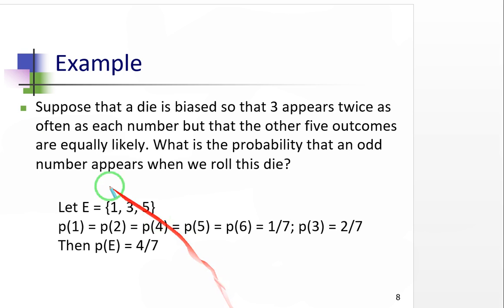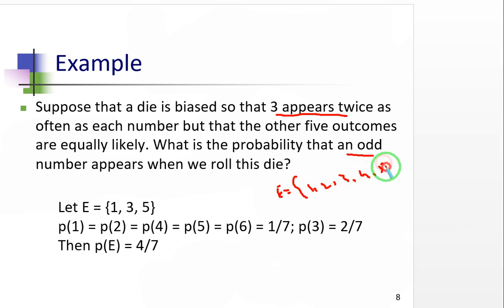Coming to this example, suppose that a die is biased so that 3 appears twice as often as each other number, but the other 5 outcomes are equally likely. What is the probability that an odd number appears when we roll it? Let's say you have the events, the total number of outcomes in a die, you know it can be 1 2 3 4 5 and 6.